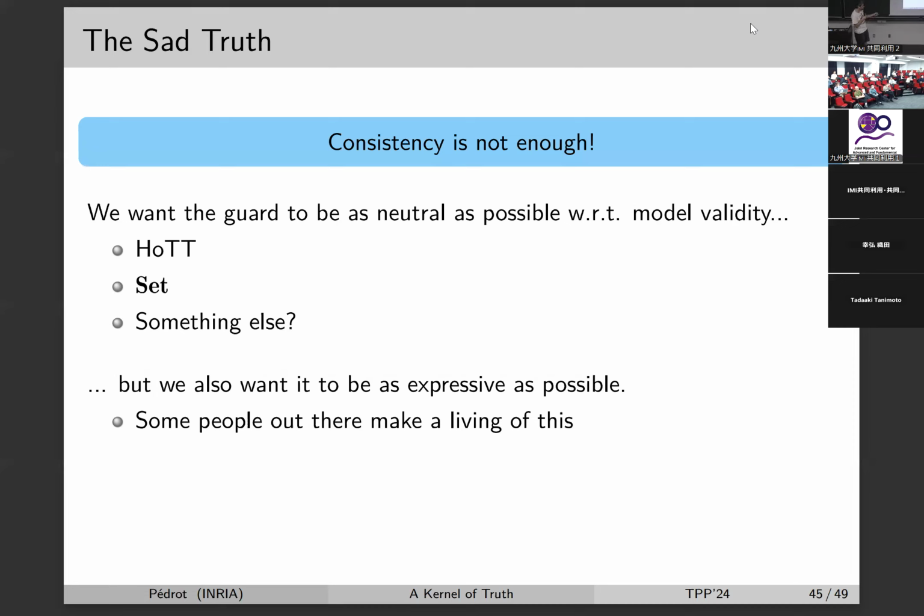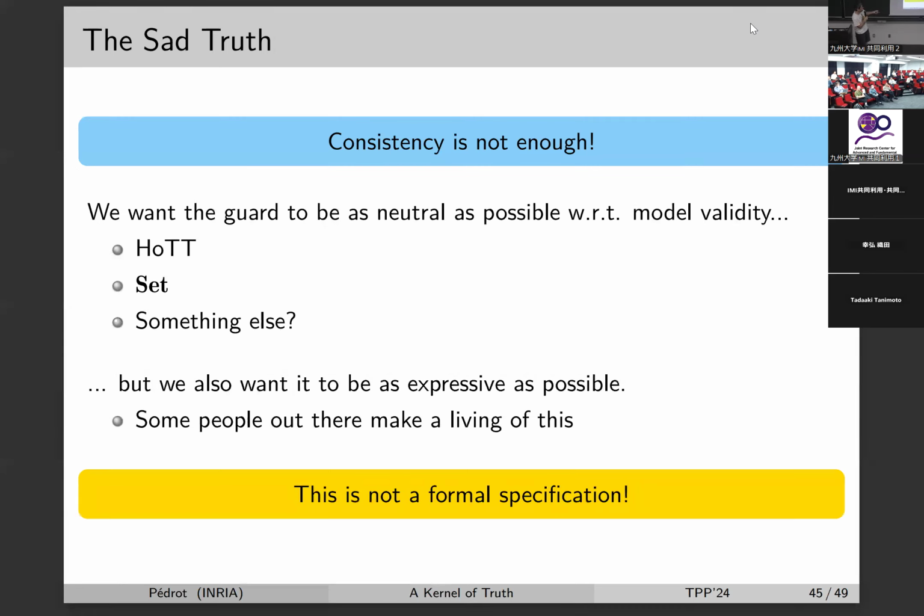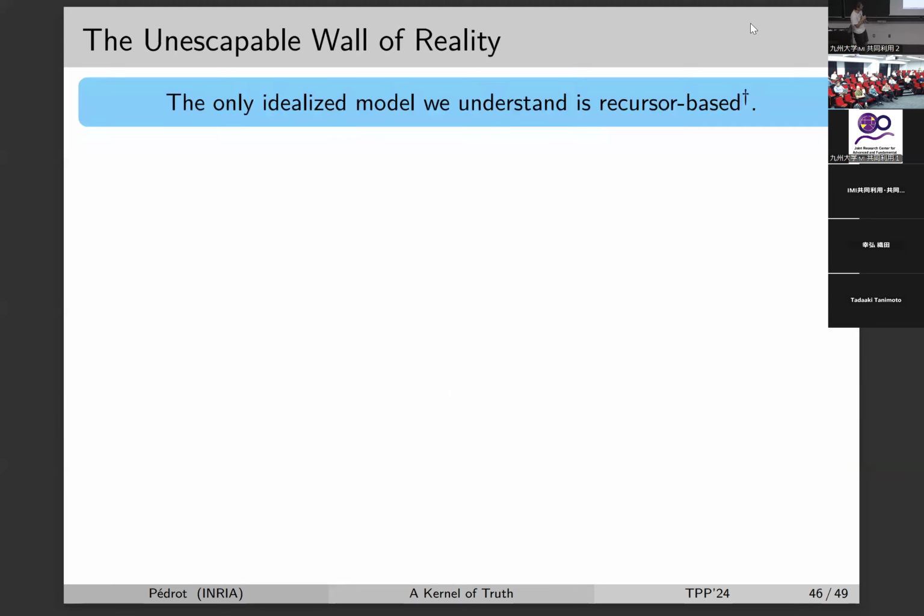There is even a current of people who are critically relying on that. I'm not going to give names here, but they will recognize themselves. And clearly, whatever I'm saying here, this is not formal. We don't have any idea about what it means to be compatible with whatever mathematical model people care about. That's not a specification, I'm sorry. So we are in trouble.